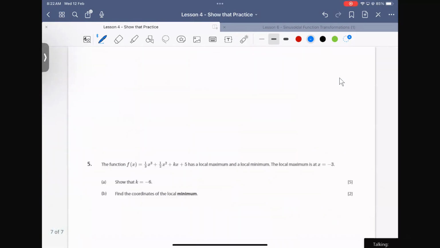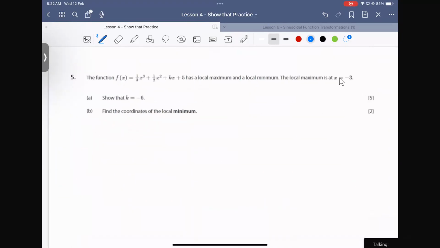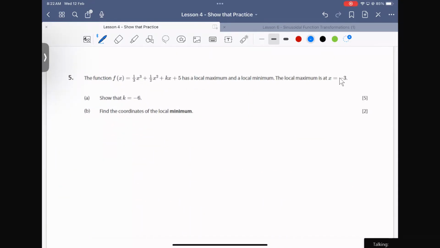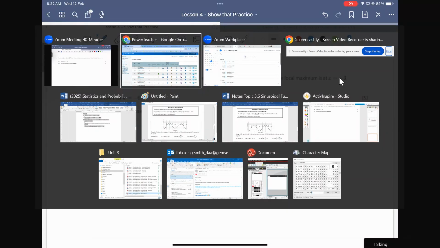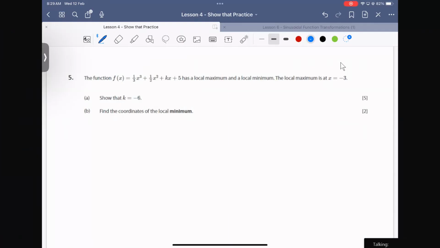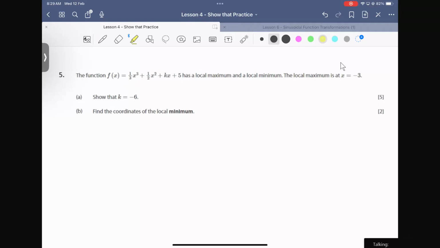Okay, so have a go at this next question. Okay, so this show that question has 5 points. It's going to take a little bit more than normal to solve this one and show this one. If we look at the question, we're given a function. We're also told that it has a local maximum and minimum, and that the local maximum is at x equals minus 3. So we're going to use that.